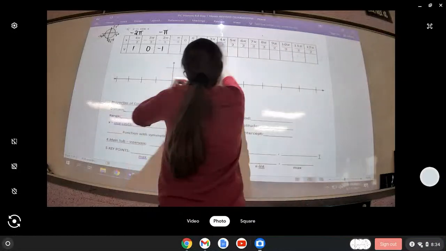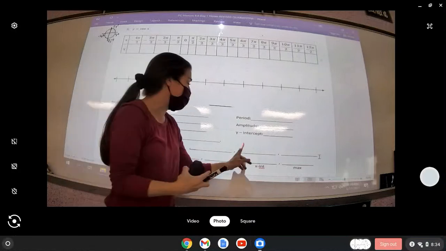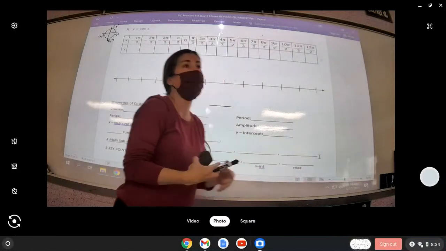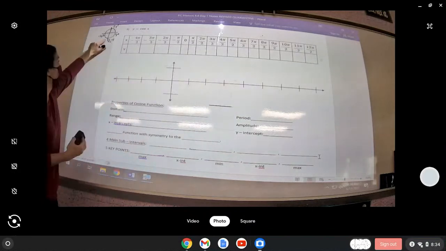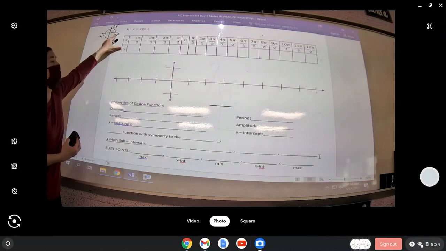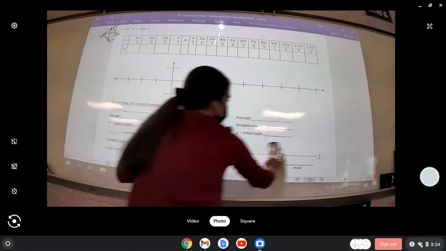What are those last 2 points and the 5 key points? The last key points will be 3 pi over 2, 0, and then 2 pi, 1. It's these points. At 3 pi over 2, the x-coordinate was 0, so that's the cosine ratio. And then at 2 pi, the x-coordinate was 1, so that's the cosine ratio, 2 pi, 1. All right, thank you. Yep.